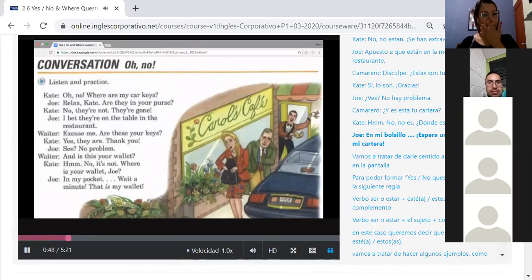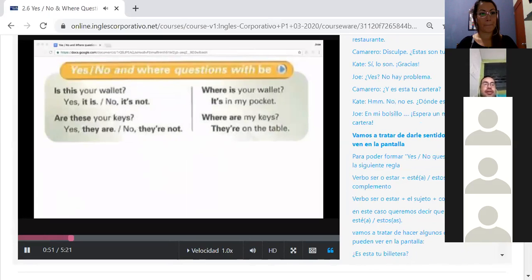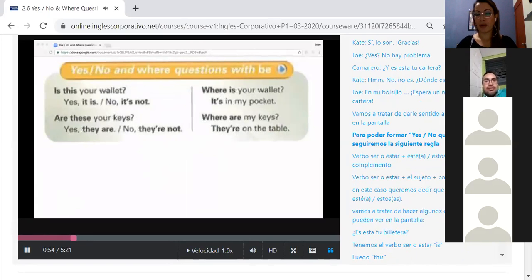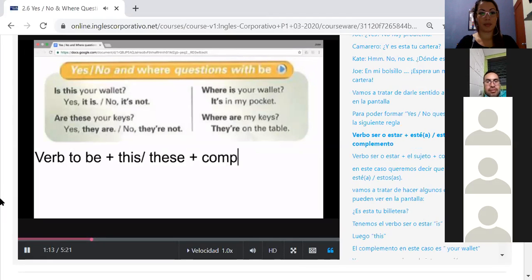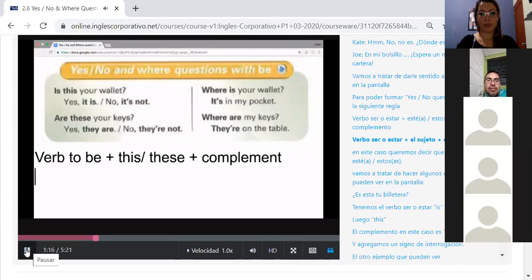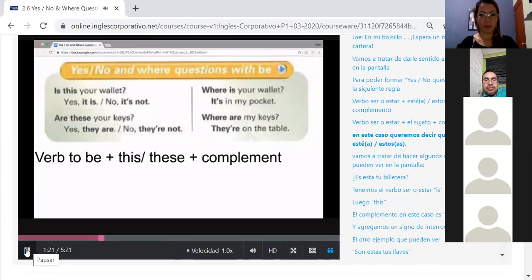Let's try to make sense of the chart that you see on the screen. In order to form yes or no questions, we're going to follow the next formula. Verb to be plus this, or in this case could be these, plus some kind of complement. So verb to be plus subject plus complement. In this case we want to say that the subject is this or these. So let's try to make some examples.